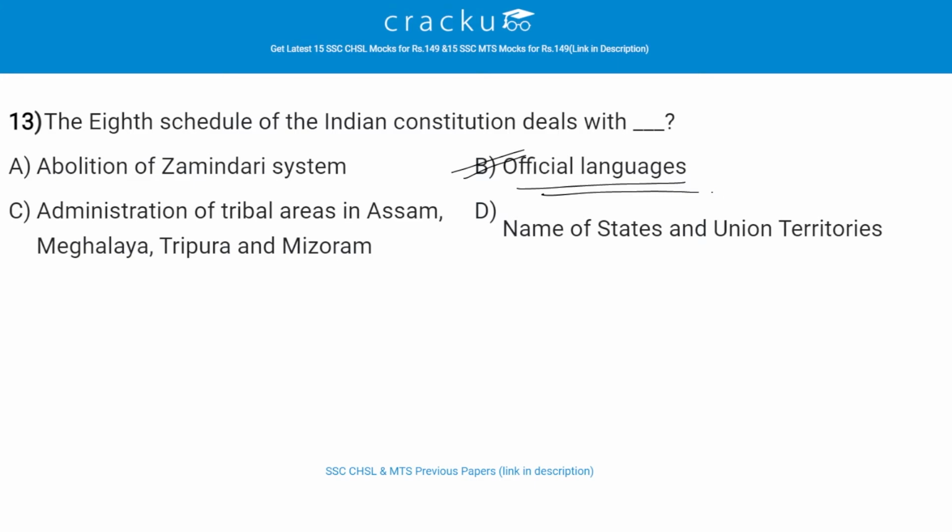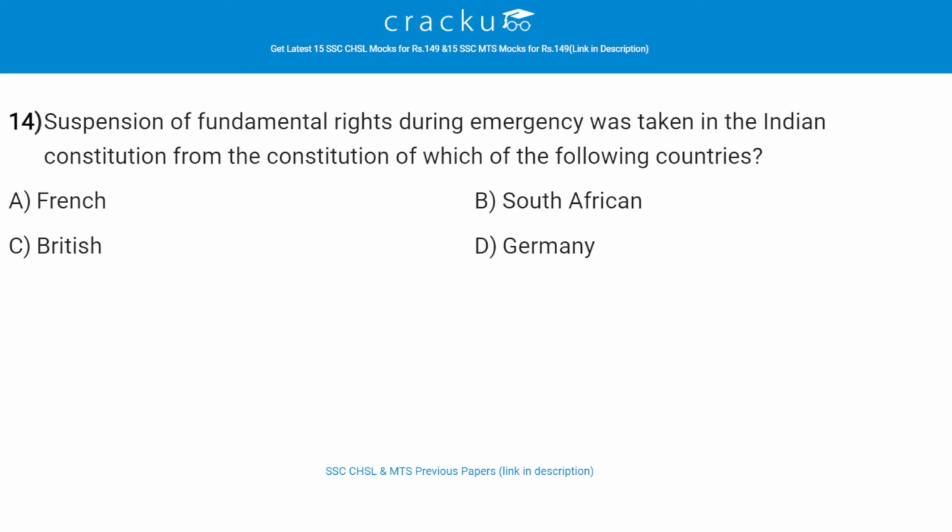the official languages. Suspension of fundamental rights during emergency was taken in the Indian Constitution from the Constitution of which of the following countries? The correct answer is D, that is Germany. So, the concept of suspension of fundamental rights during an emergency was an idea Indian Constitution makers borrowed from Germany, and this is exactly what was enacted during the emergency of the 1970s.